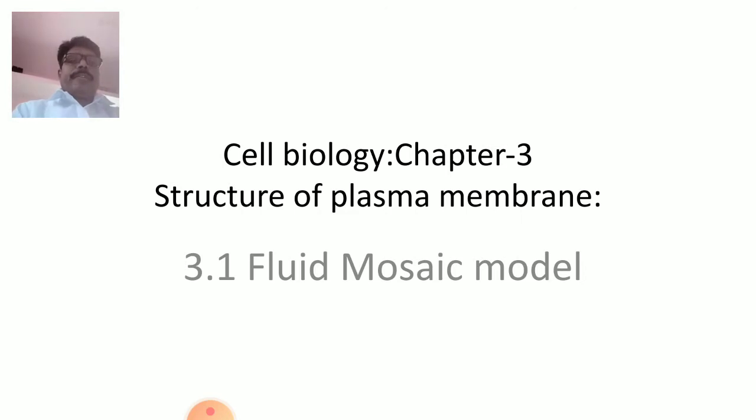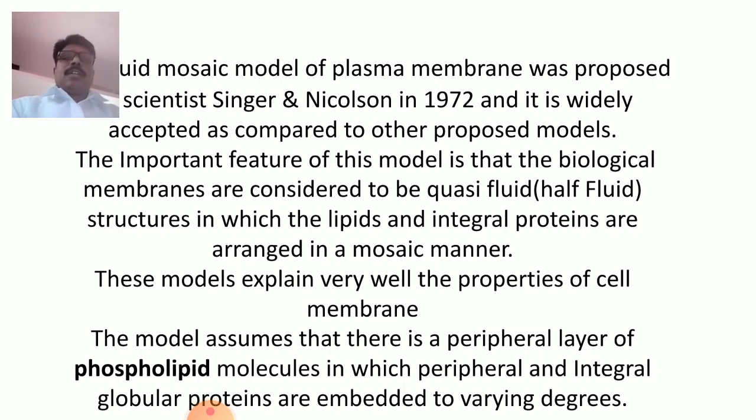Now today we will discuss cell biology, chapter 3, structure of plasma membrane. In that, the first is the fluid mosaic model. The fluid mosaic model of plasma membrane was proposed by scientists Singer and Nicholson in 1972, and it is widely accepted as compared to other proposed models.